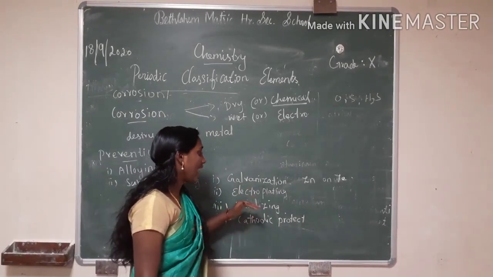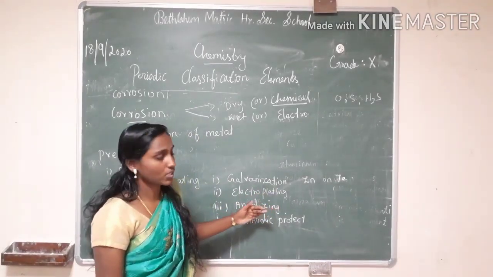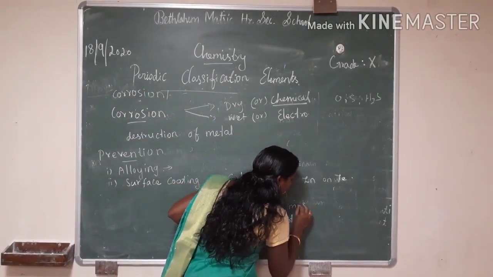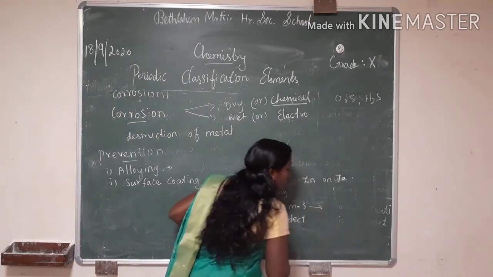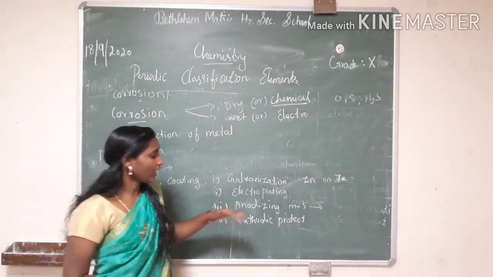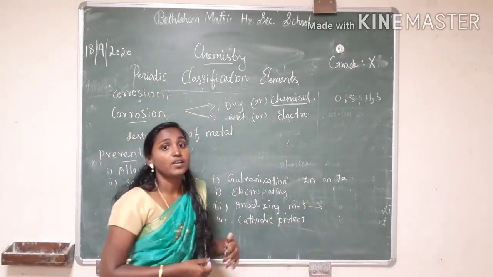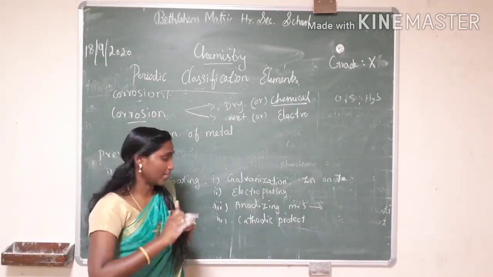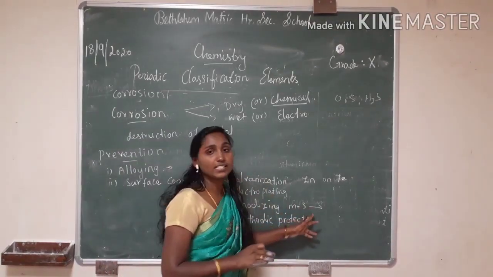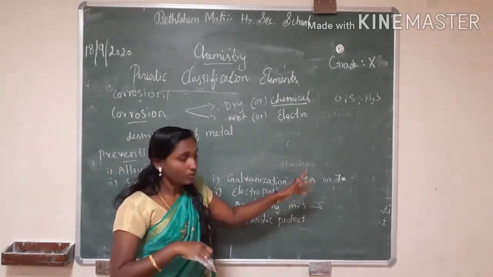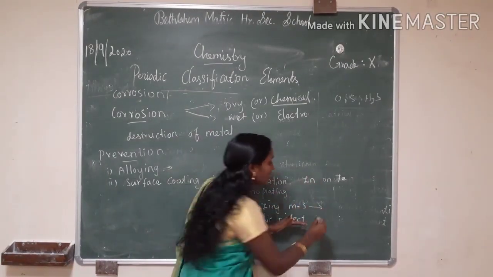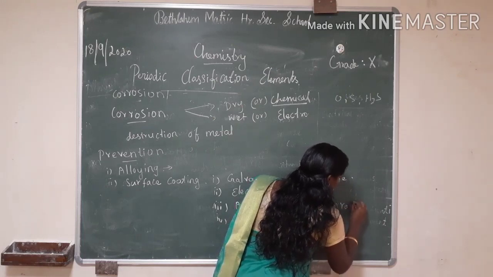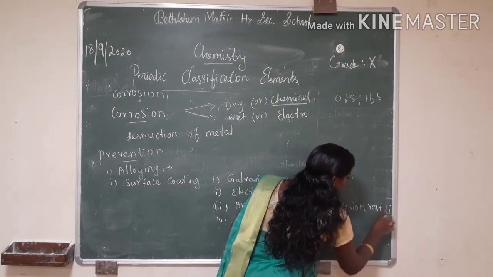Then anodizing. Anodizing is an electrochemical process. In this process, the metal surface is converted into a corrosion resistant one. When we coat one metal over another metal, that metal surface acts as corrosion resistant. It will resist the corrosion.